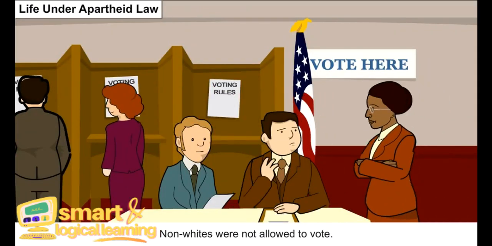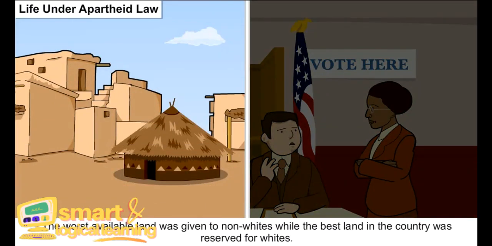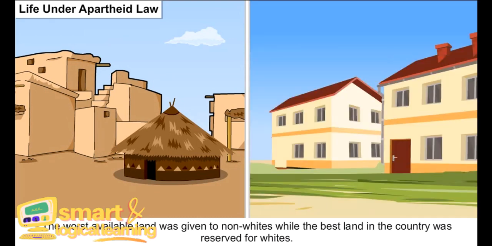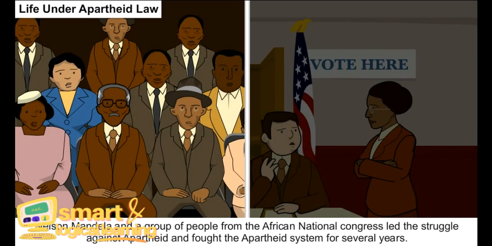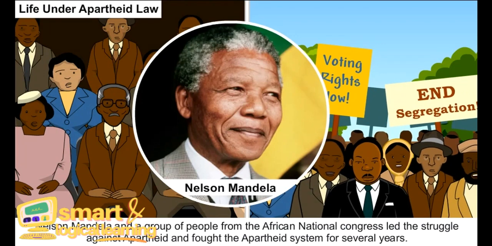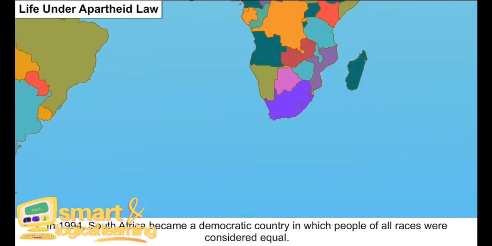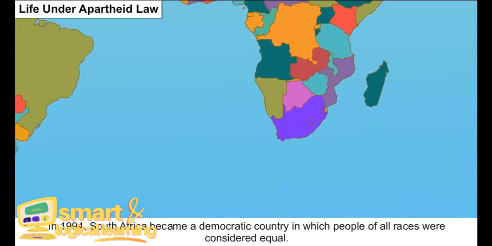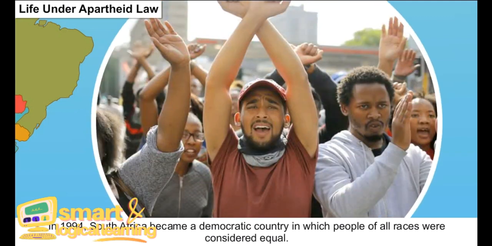Non-whites were not allowed to vote. The worst available land was given to non-whites, while the best land in the country was reserved for whites. Nelson Mandela and a group of people from the African National Congress led the struggle against apartheid and fought the apartheid system for several years. In 1994, South Africa became a democratic country in which people of all races were considered equal.